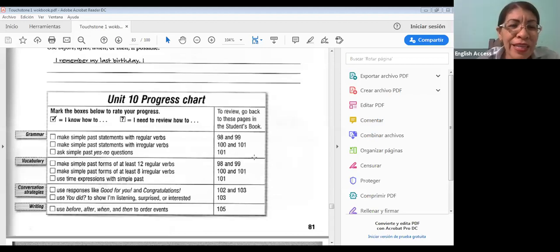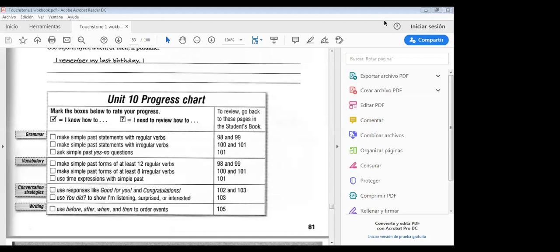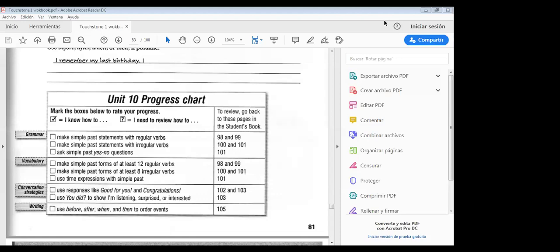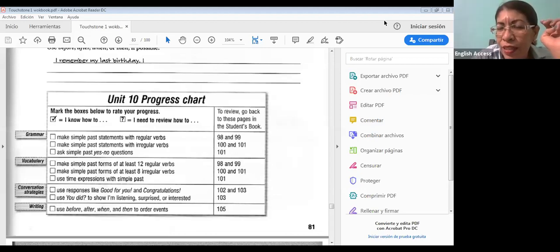Let's continue with vocabulary. It says, make simple past forms of at least 12 regular verbs. Okay, you are 4 right now. You're going to tell me 2 verbs, each of you. Regular verbs, just 2. So let's start with Abigail. Tell me 2 verbs in simple past, regular verbs. Just 2. Study. And watch. Watched.